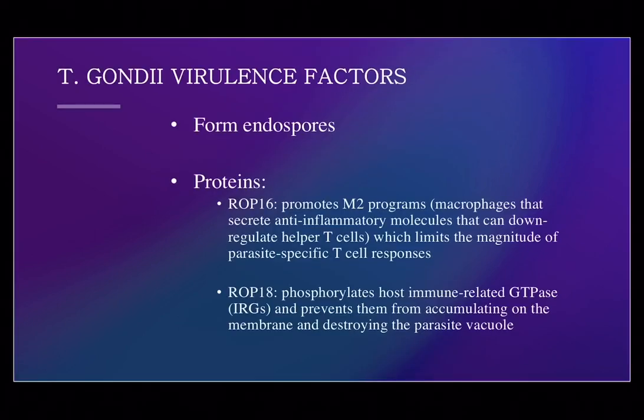When we talk about T. gondii virulence factors, we look at how they form endospores as well as the proteins they use. The first one includes ROP16, which promotes M2 programs, which are macrophages that secrete anti-inflammatory molecules that can downregulate helper T cells, which limits the magnitude of parasite-specific T cell responses. ROP18 phosphorylates host immune-related GTPase, IRGs, and prevents them from accumulating on the membrane and destroying the parasite vacuole.